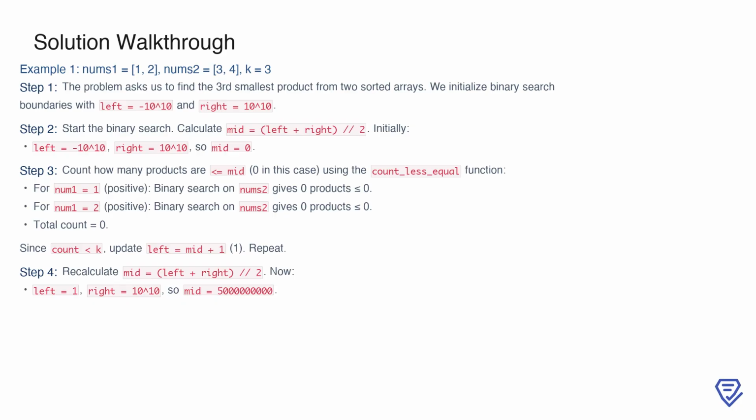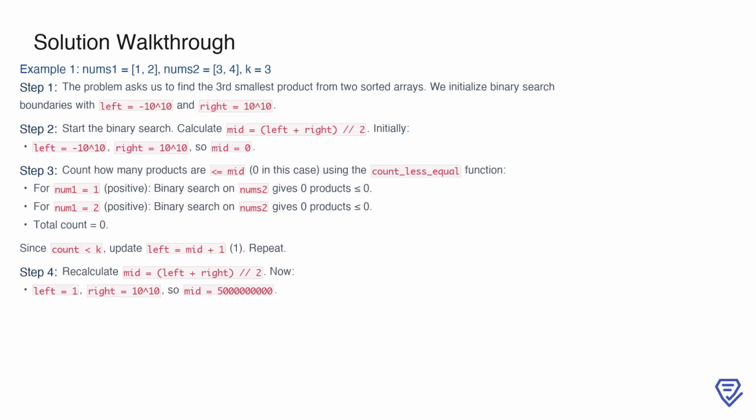For num1 equal to 1, binary search on nums2 gives 0 products less than or equal to 0. Similarly, for num1 equal to 2, there are also 0 products less than or equal to 0. This makes the total count of products less than or equal to mid equal to 0. Since this count is less than k, we adjust our binary search range by setting left to mid plus 1, which is now 1.